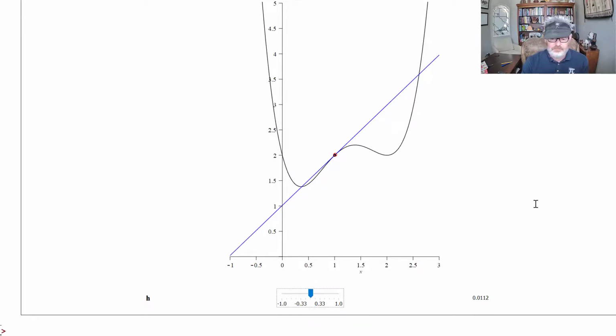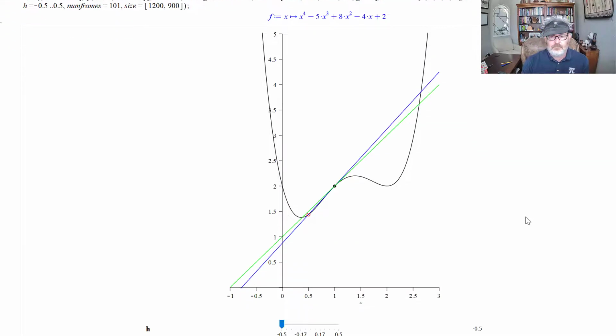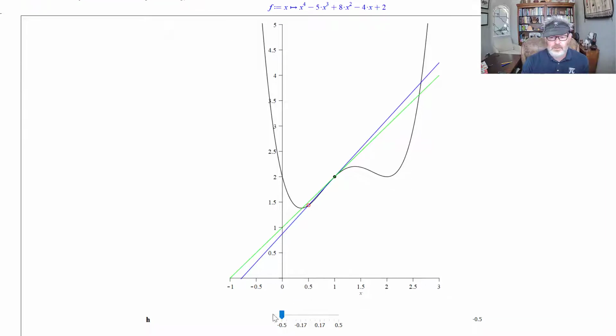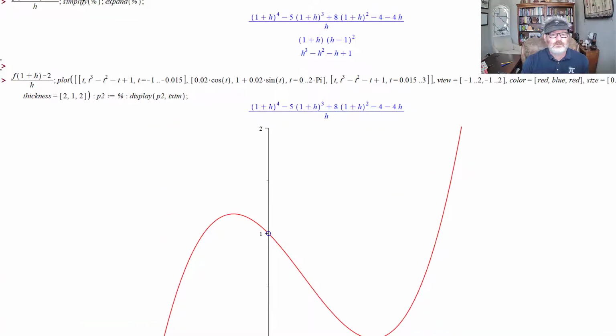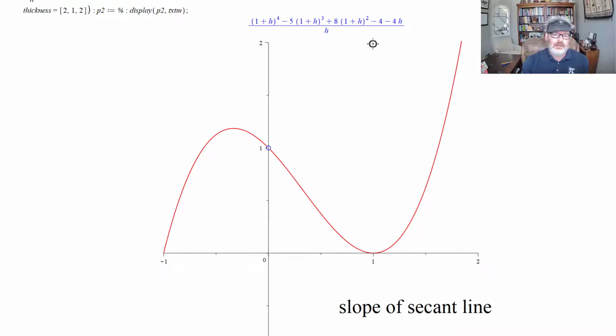So everything else is the same. It'll have a limit as H goes to 0 now. And so instead of X going to 1, it's H goes to 0. But again, it's undefined at H equals 0. If I look at the expression, this is f of 1 plus H divided by H. And if H is 0, it's going to be 0 over 0.